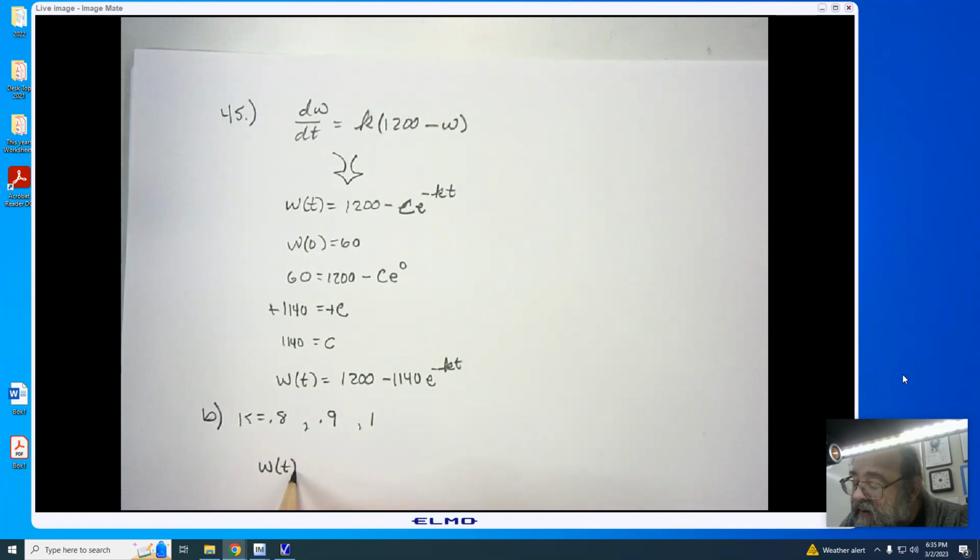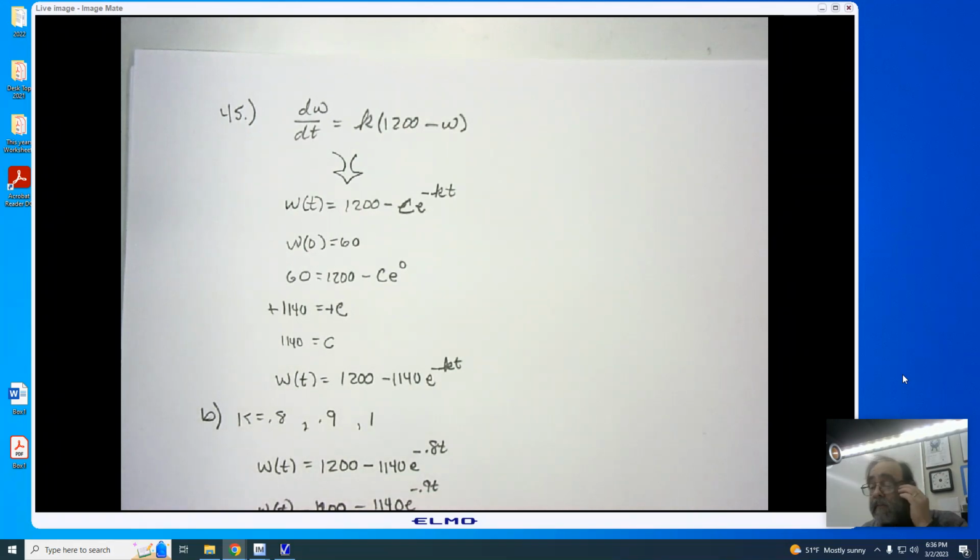We get W(t), or the weight in terms of time, is 1,200 minus 1140 e to the negative 0.8t, and then 1200 minus 1140 e to the negative 0.9t. And the last formula is W of t, or the weight in terms of time, is 1200 minus 1140 e to the negative t power.